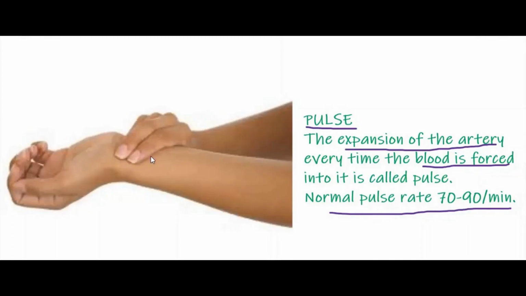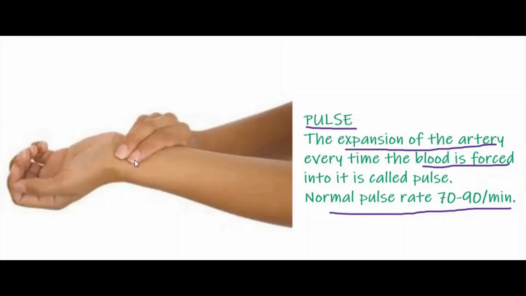Just keep two fingers near your wrist area. This is your wrist area, is it? So you have to keep two fingers near the wrist area, and then we can find out the pulse rate. In one minute, we count how many times the beats happen, and in that way we can calculate the pulse rate.